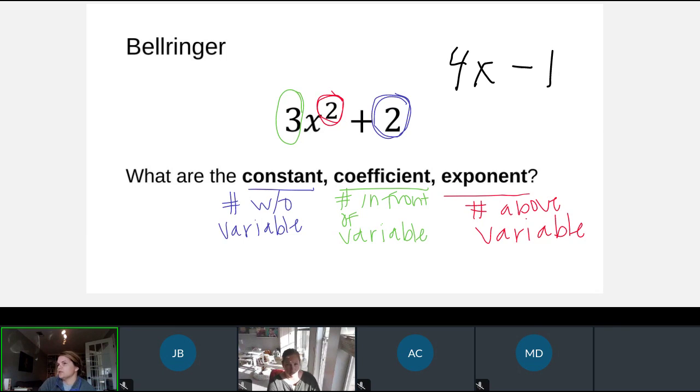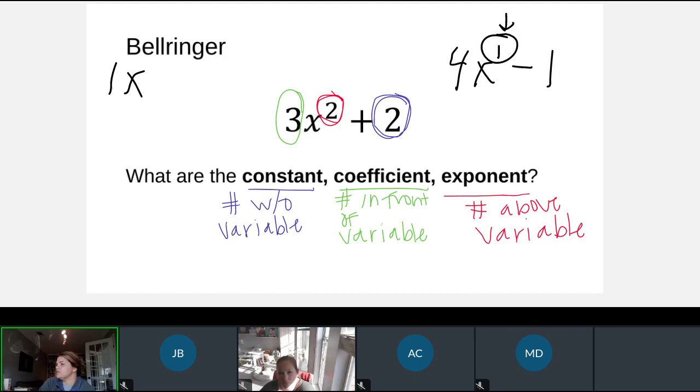Think about if I just have an x. What's the coefficient of just x? It would be 1, right? This is 1x. When you have a variable and the exponent is not written out, but the variable is still there, it has an exponent of degree 1.